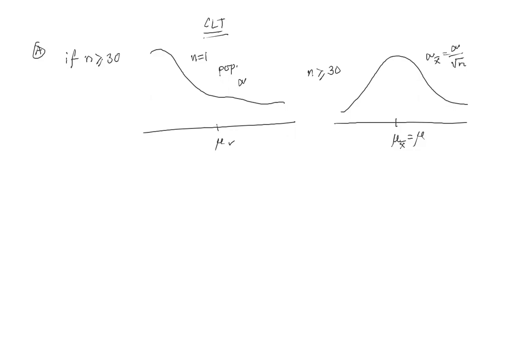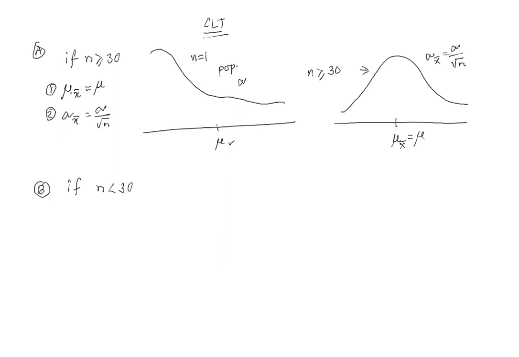Now version 2 is, what if n is less than 30? In that case, what do you do? Let me write down the conclusions again. Mu sub x bar is equal to mu. And number 2 conclusion is sigma sub x bar is equal to sigma over square root of n, where n is the sample size.